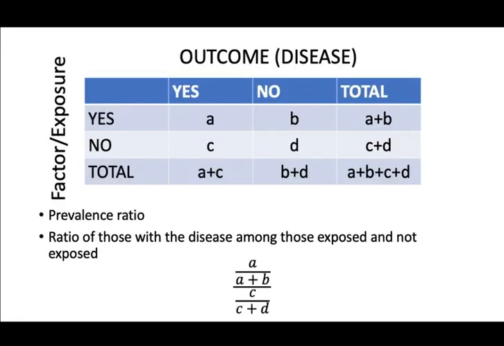Prevalence ratio is primarily used in cross-sectional study. This is the ratio of those with the disease among those exposed over those with the disease among those not exposed, as shown in the slide. We are talking about exposure, which will be determined by the rows in the 2x2 table.